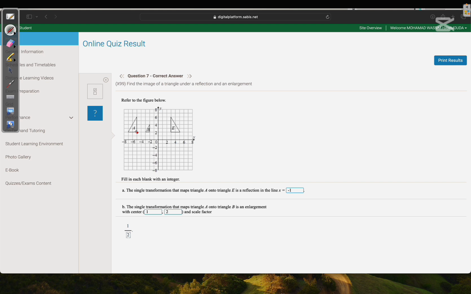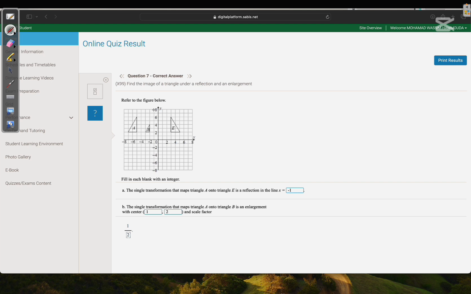So here from -6 to 3, that is 1, 2, 3, 4, 5, 6, 7, 8. So that's 8 units. Since it's 8 units, we need to move 4 units to get the line of reflection. 1, 2, 3, 4, and that is at x is equal to -1. Just let me draw the line.